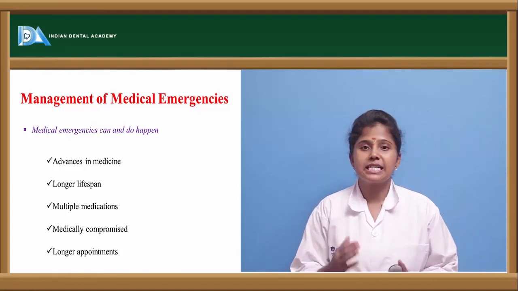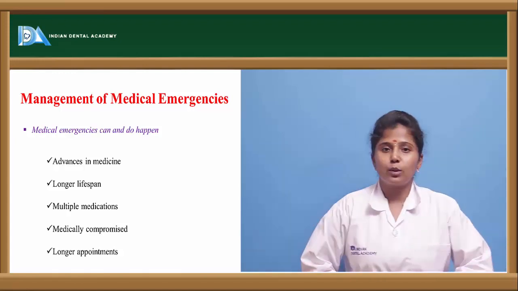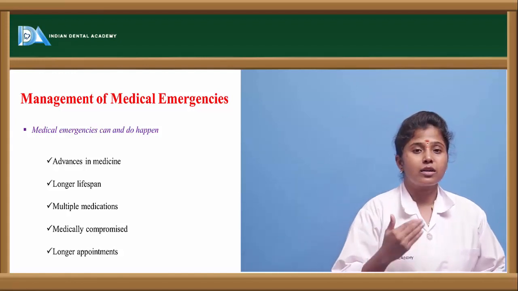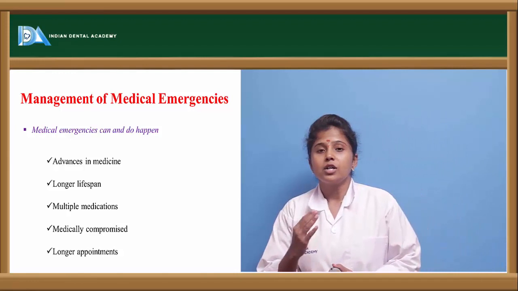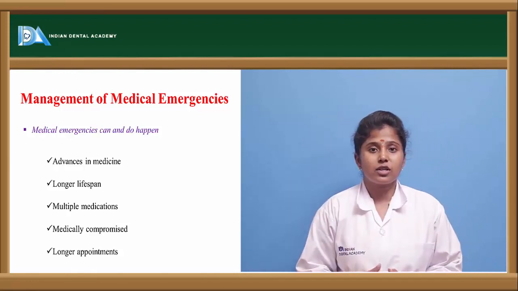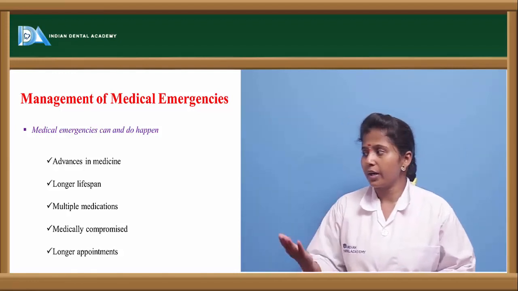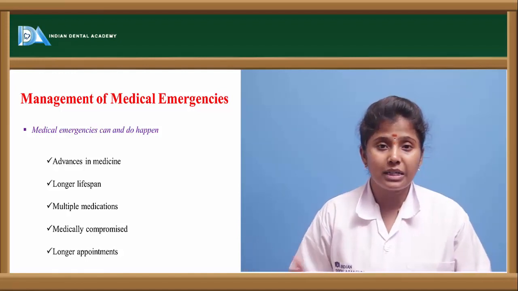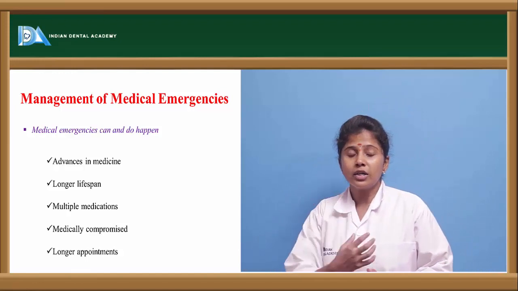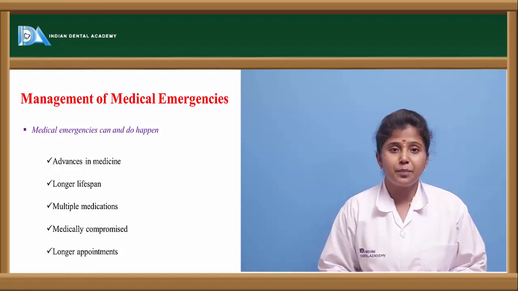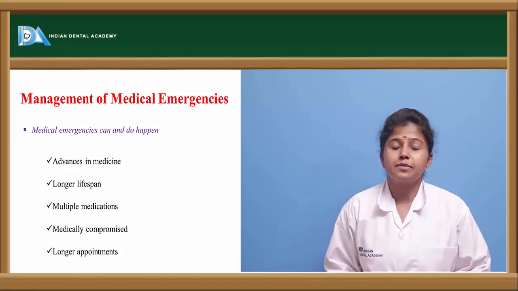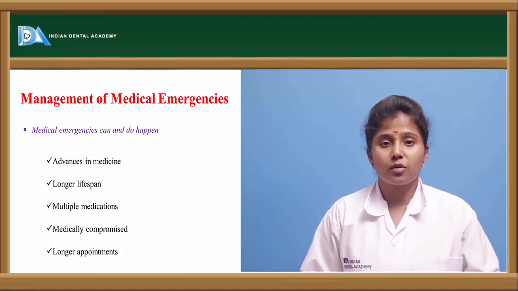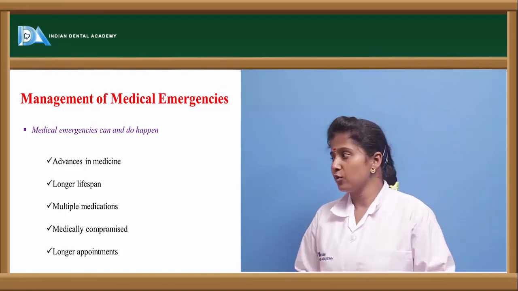Medical emergencies can happen because of advances in medicine. If we give advanced medications, or more than one medication, and there are side effects, that leads to an emergency. Advances in medication mean a long lifespan. If the drug has a long half-life, it stays in the body for a longer period of time and shows side effects, leading to an emergency. Multiple medications, when we use two or three or more, lead to side effects.